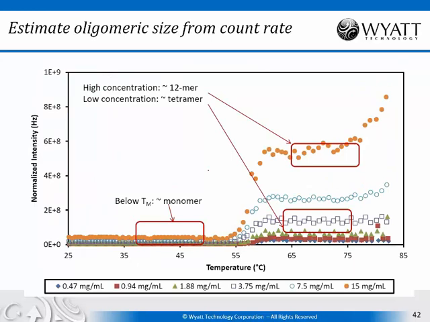Additional information we get from dynamic light scattering is static light scattering. As I mentioned earlier, we can get the count rate, which is a measure of static light scattering, and because the contents of each of the wells has a fixed concentration, the change in count rate corresponds to a change in the effective molecular weight, or the average molecular weight. And you can see here that the average molecular weight changes by a factor of about 4 to 12 depending on the concentration. So the more concentrated solution forms larger oligomers. The less concentrated solution forms smaller oligomers.